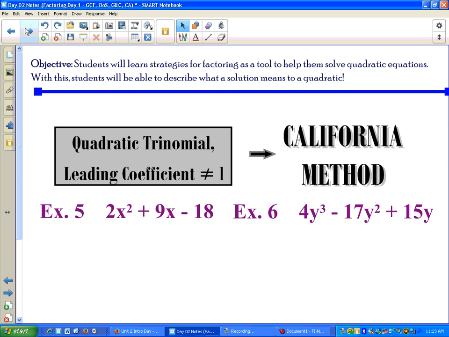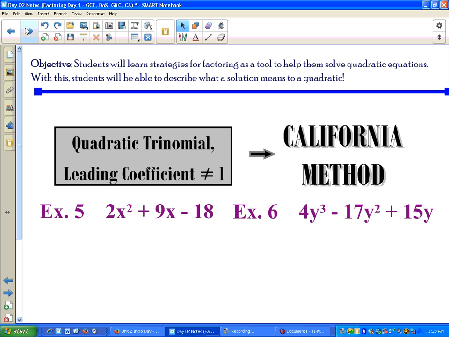Again, we went over this quickly yesterday. Let's do this one more time. Now, I'm going to end up with a number in front of my x squared. It's not going to be a 1 in front of the x squared. I'm going to have something else. Always I take out a greatest common factor if there's one, but my leading coefficient is not 1. The method I showed you yesterday is the California method. This is not the only method, but it is the one we teach here.